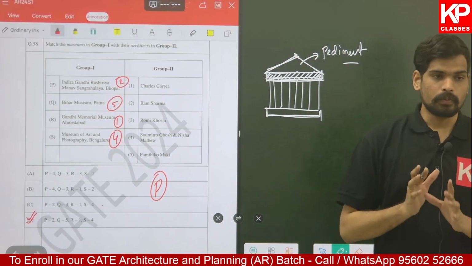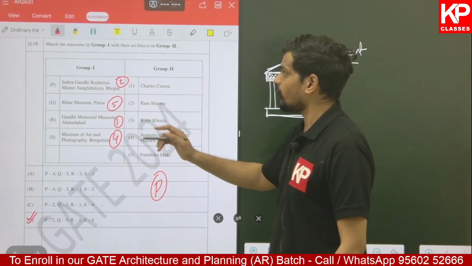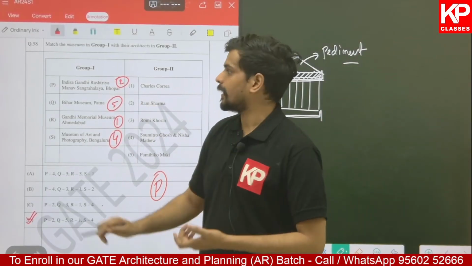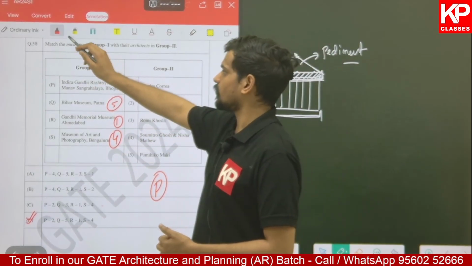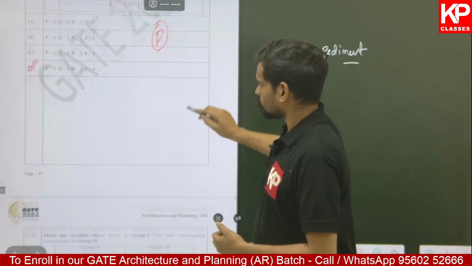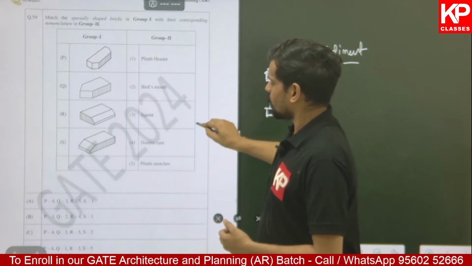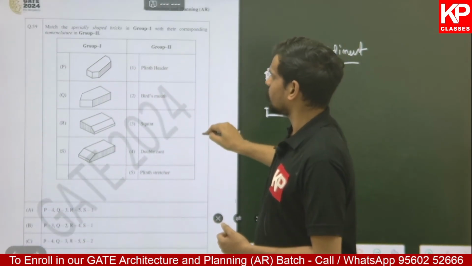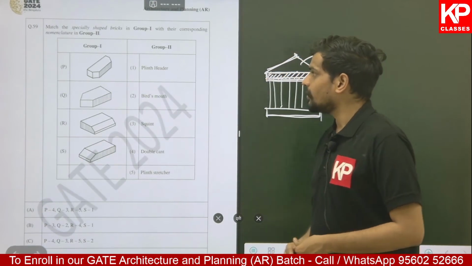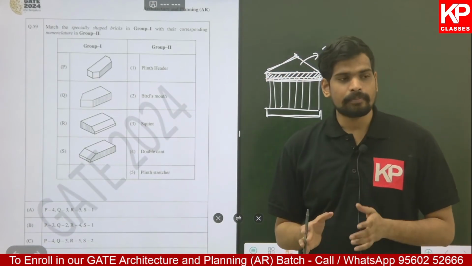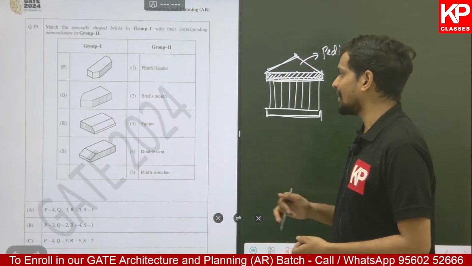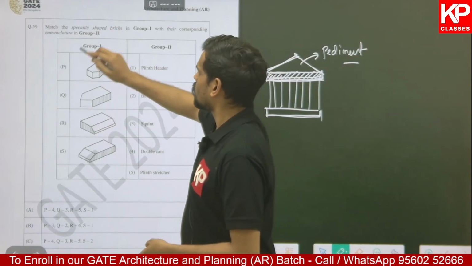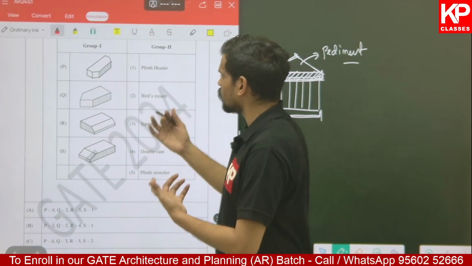Option D, as I told you, would be the appropriate answer for this question number 58, which is based on architects and their works. Particularly, Indian museums have been asked in this question. Moving on. This is a question from building materials where they have given pictures. These are not brick cuts, but brick shapes, specially shaped bricks, and they are asking for the corresponding nomenclature. Let us try to answer the question from what you know probably.